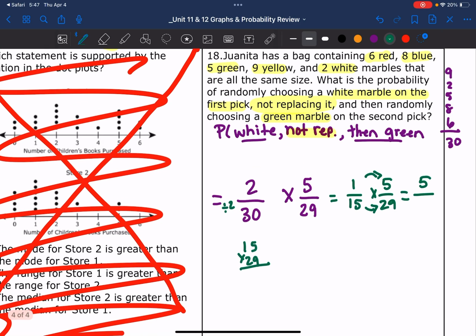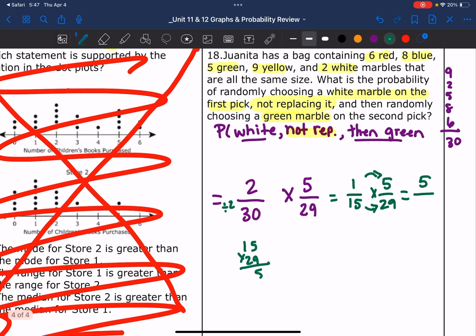I know that 5 times 9 is going to be 45. 1 times 9 is 9 plus 4 is going to be 13. 0 here. 5 times 2 is 10. And then 2 times 1 is 2 plus 1 is 3. So this would be 435.